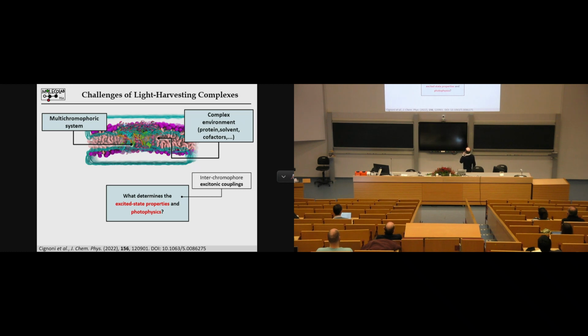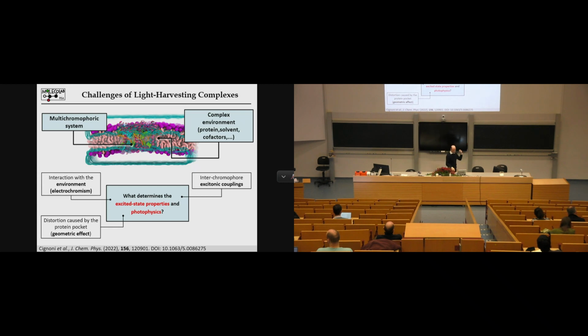So one thing I already talked about is the interactions between excited states of different chromophores, which are called couplings. And then we have the interaction with the environment, which we call solvatochromism, but since we are not in a solvent, I will call it electrochromism. And then, since we have a protein pocket, the protein pocket will distort in some way each pigment, so we have also a geometric effect. And all of this doesn't stay fixed, so proteins are very flexible in general, so we will have a lot of disorder in the system. So we need to describe all of these effects.